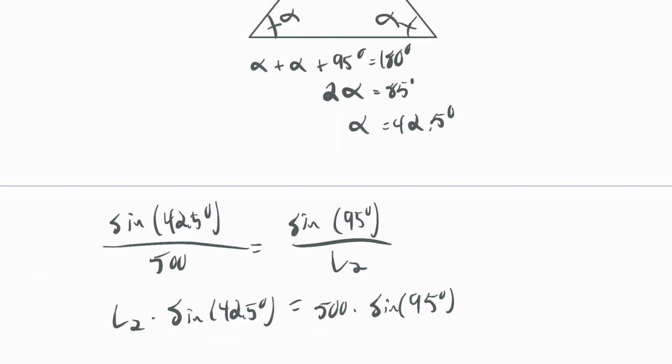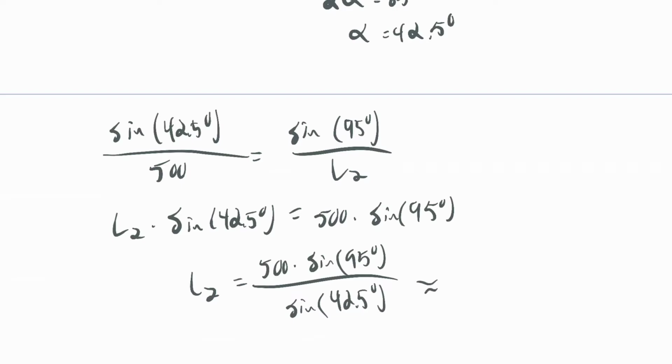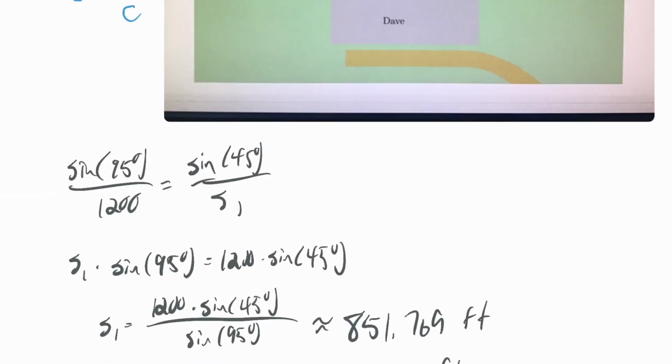So L2 equals 500 times sine 95 degrees divided by sine of 42.5 degrees. So I can throw that in a calculator, and I can get 500 times sine 95 divided by sine 42.5, and I get 737.277 feet. So that would mean, if I go up here and I cheat a little bit, if I find it, here we go.